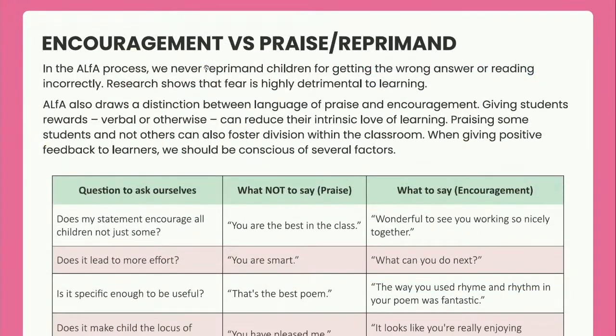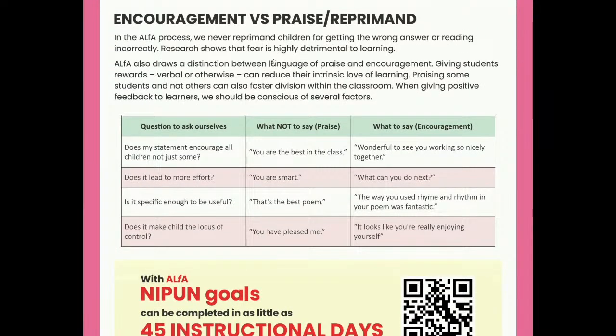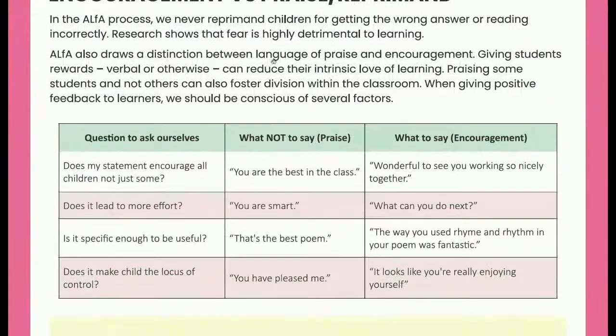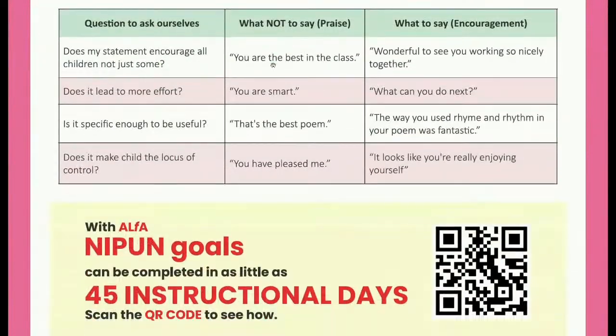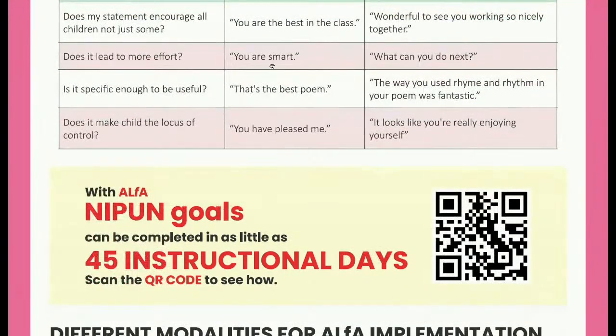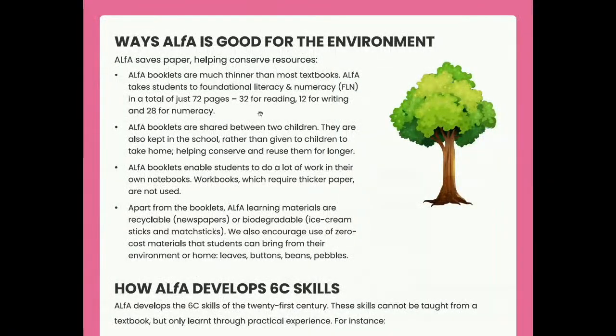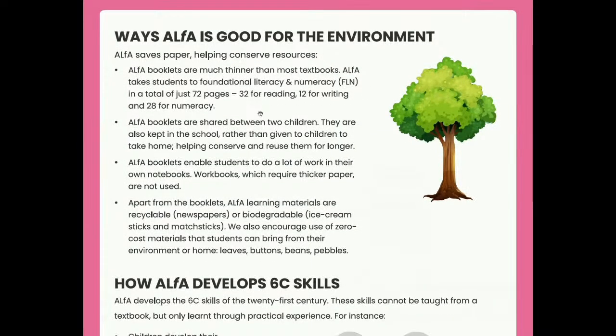Okay, great. So these are some of the key topics which we cover during the ALfA training. We also give them in the handbook. So talking about the distinction between encouragement versus praise and reprimand. Now, if we scroll down here, we're also looking at how ALfA completes the Nipun goals. Nipun is India's program for achieving foundational literacy and numeracy. And if we flick forwards again, there's ALfA being good for the environment. This is just what Sunita was dwelling on, about how it's only 72 pages.